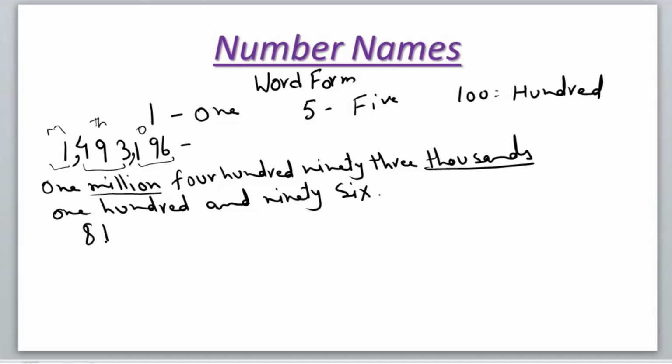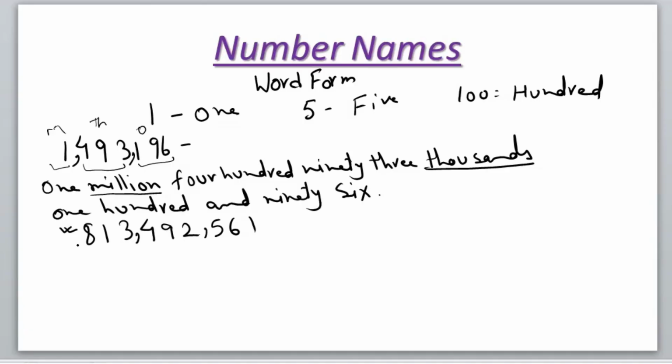Take a number bigger than this. Say 813492561. Can you read this number? First, you have to read this number, then we can write it in the word form. So what do we have to do? We have to first separate it into different periods. Now it's easy for us to write it down in the word form, and we can read it also.